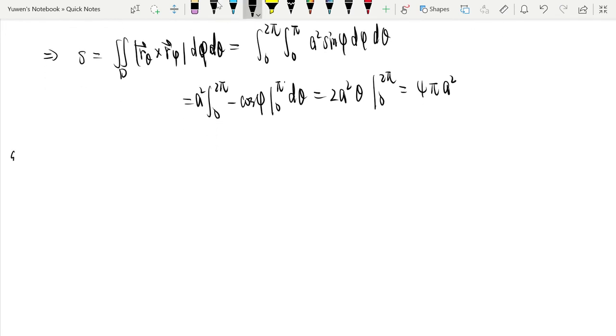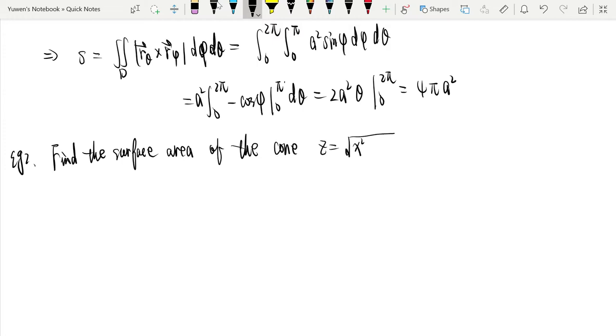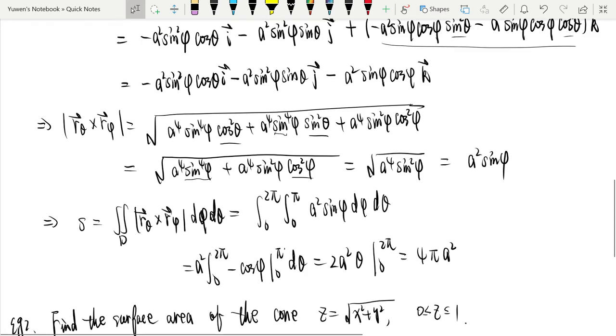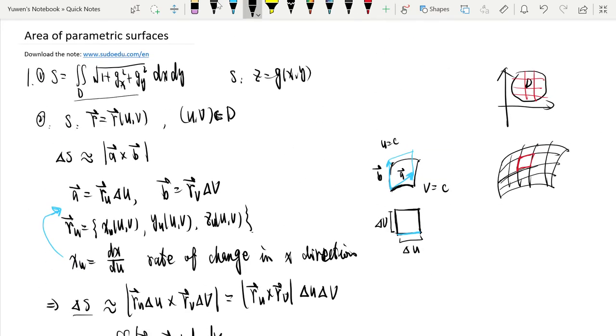And second, we find the surface area of the cone z equals square root x squared plus y squared, where z is between 0 and 1. There are two methods to find the surface area of this cone. The first, we can use the formula for a graph, use this one.